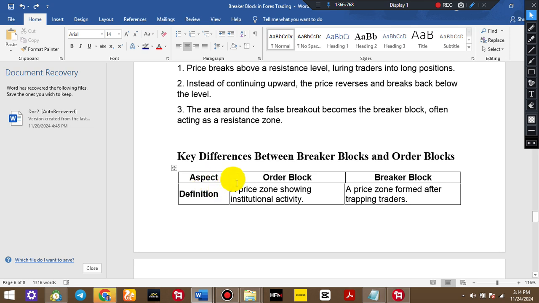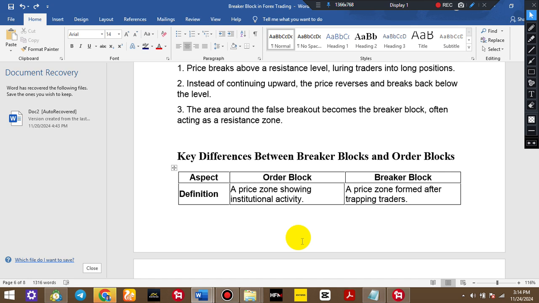I'm sorry, an order block. They take it as another block. But in the case of breaker block, a price zone formed after trapping traders. This one will come up after price has trapped you by giving you a kind of mindset that okay, we are selling, no, we are buying. So it creates a support zone for you, creates a demand zone for you.